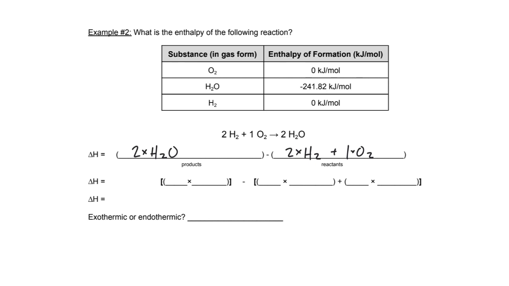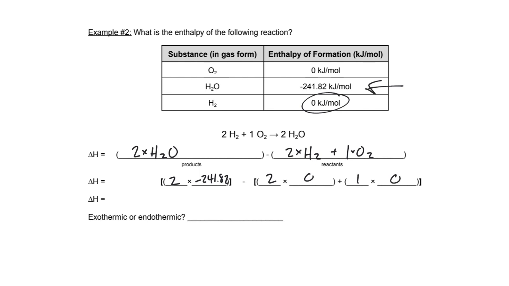All right, now when we plug stuff in here, we're going to use our coefficients. So we're using 2 H2Os. We got to go look up H2O. It's up here. It's negative 241.82. And then we've got our reactants side, which is super easy because H2 has 0 kilojoules per mole as well as O2 having 0 kilojoules per mole.